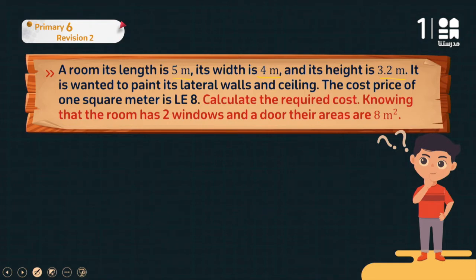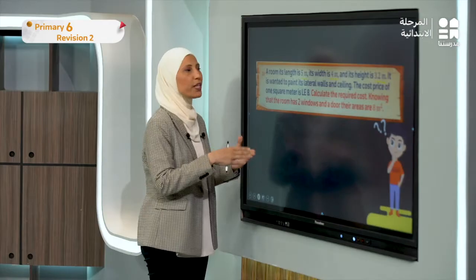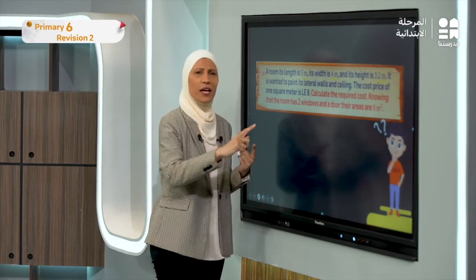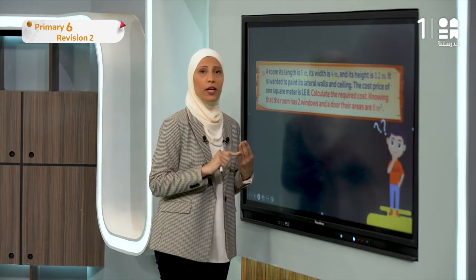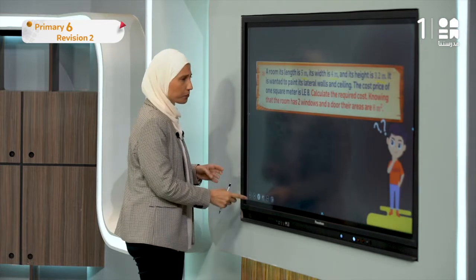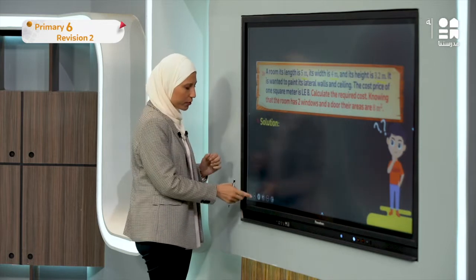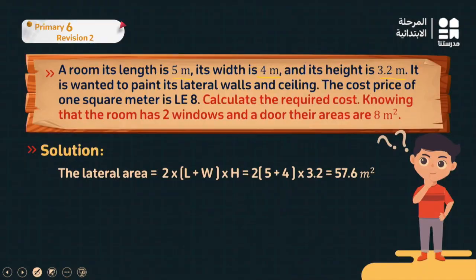First of all, he wants me to find the area of the painting wall and the ceiling. So it has lateral surface area. It means 4 faces, okay, and the ceiling is already 1 face. So I can do it by writing the rule of the lateral area of this room.